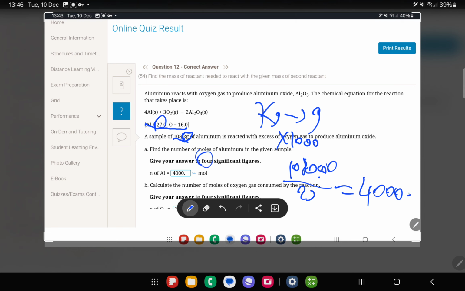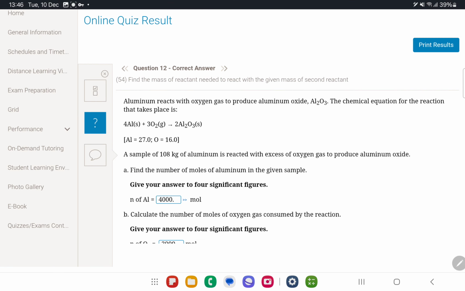Remember, if it's trailing zeros with no decimal in the number itself, we have to add a decimal after it. Otherwise, the zeros won't count. For example, 4,000 is just 1 significant figure. But if we add a dot at the end, it's 4. Alright? So, yeah.